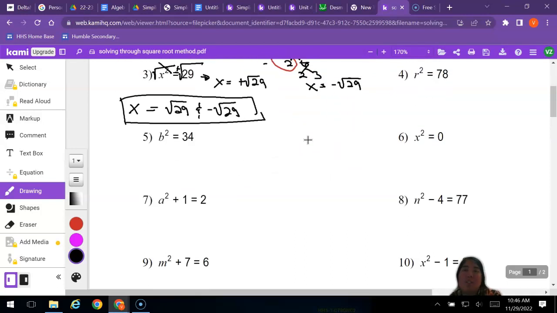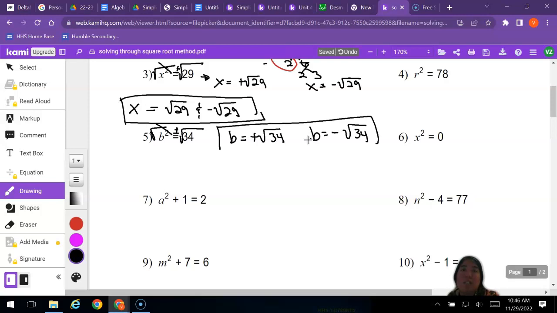Now, number 5 is the same thing. So if you do the same, take the square root of the squared, find the positive and negative version of the square root of whatever was on the other side. I got b equals positive square root of 34, but b also equals negative square root of 34. Can I break any of this down? No. So this can stay. It's done. 1, 3, and 5, done. Now, let's go to number 7.